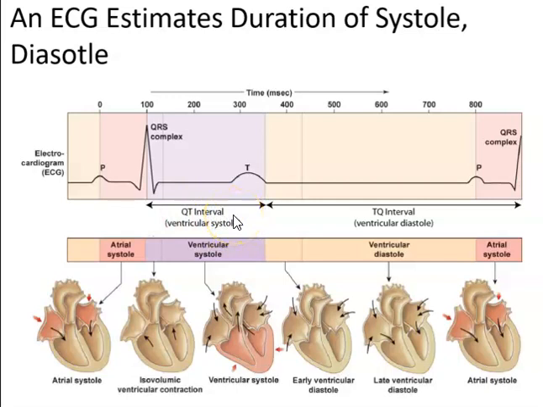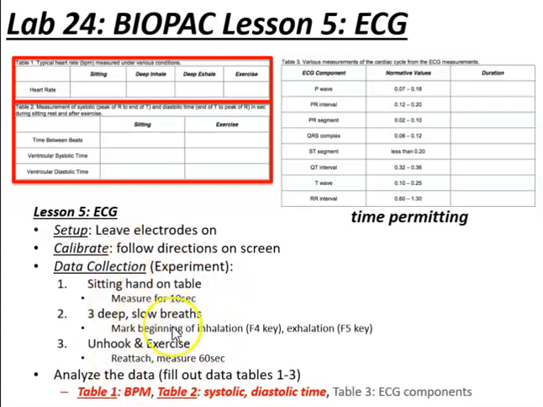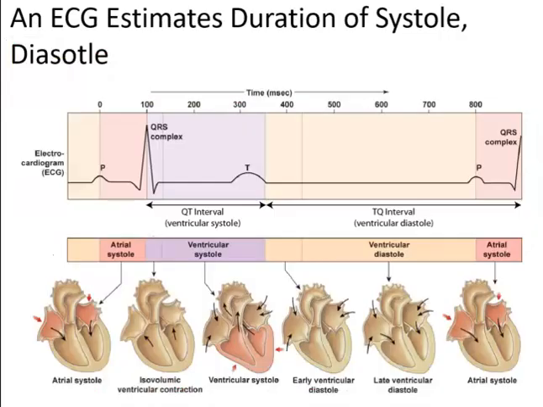Okay, so again, the EKG estimates duration of systole and diastole. We are able to measure the time in each interval based on the conditions that we have our volunteer going through, and then we place those times in the table. And that's the discussion, or that's the data collecting for Lab 24, and we'll go into the discussion in just a bit.